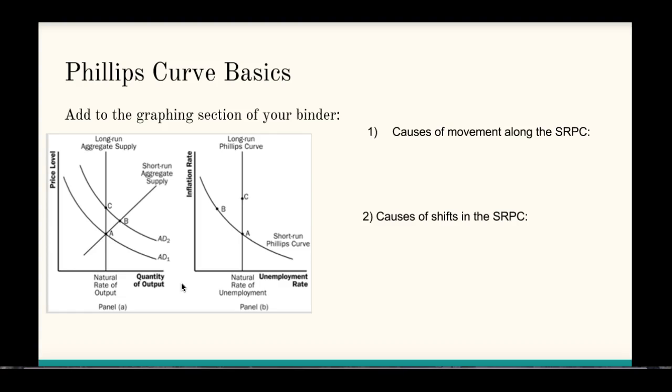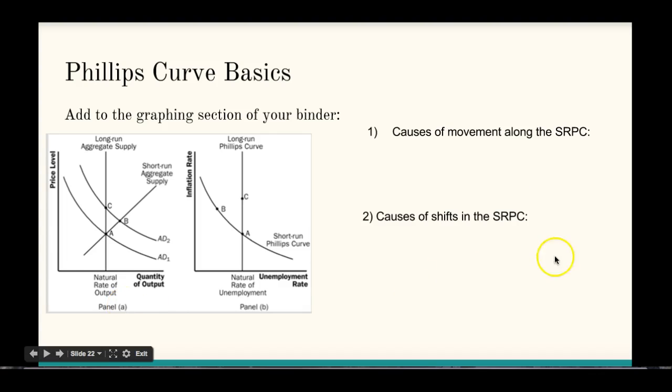So remember, we have that graphing section because these are our key graphs. So here's what I want you to do: I want you to add this to your graphing section. Label it as Phillips curve. And for sure, I want you to graph this right graph here. This right graph is your Phillips curve. If you want to draw this left graph, okay, you can do that.